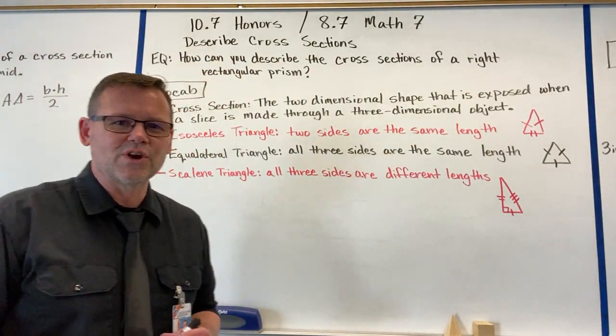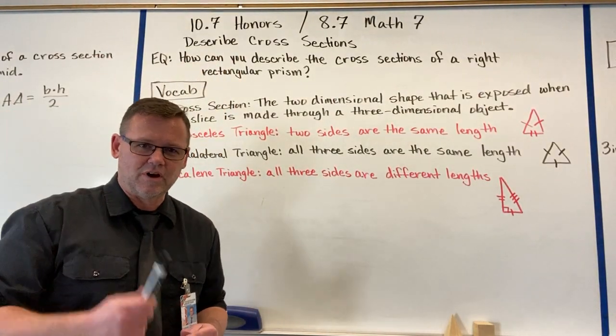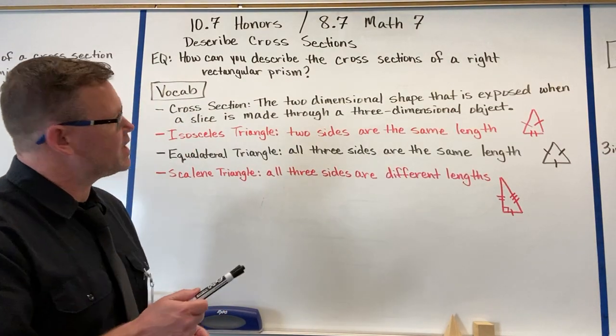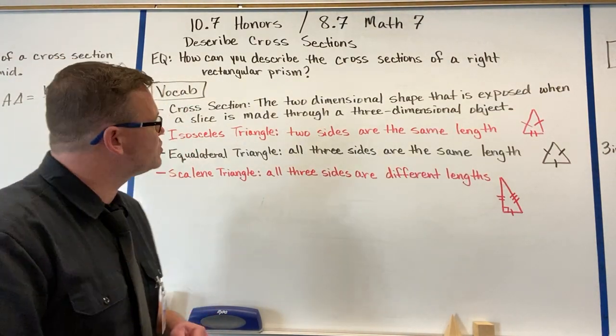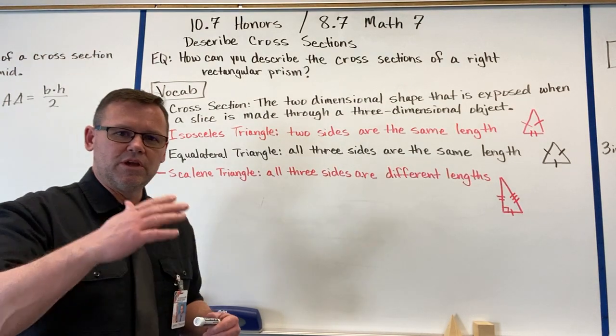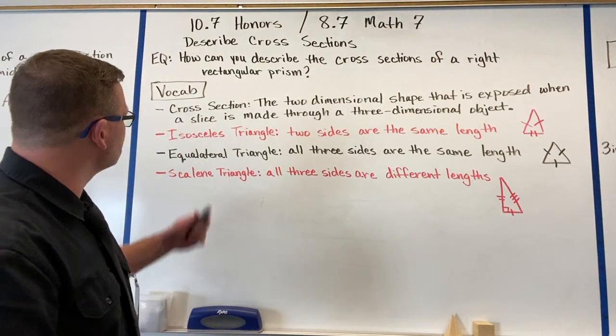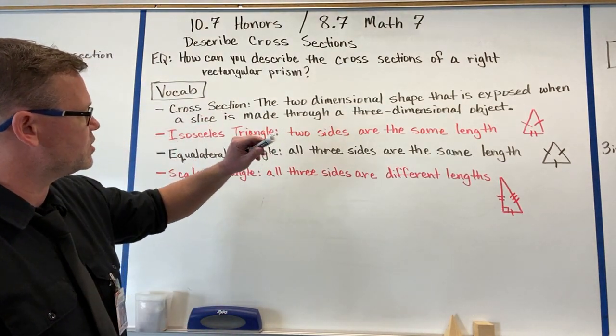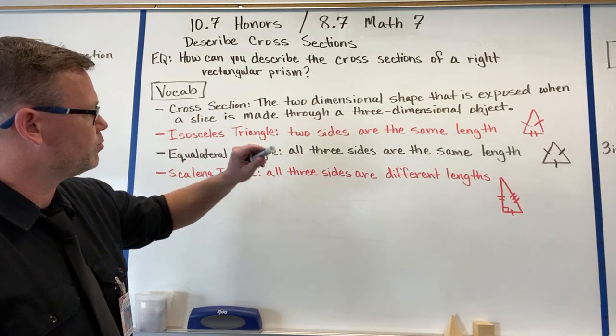Okay, guys, so we're at 10.7 honors and 8.7 math 7, all right? So today we're looking at describing cross sections. It says, how can you describe the cross sections of a right rectangular prism?